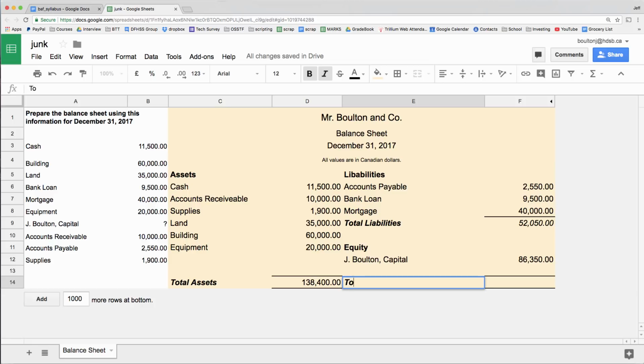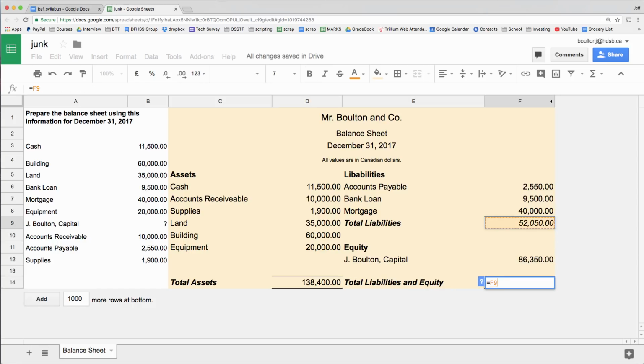So now we have total liabilities. So this side, right? We're adding this and this. So the liabilities and the equity. Total liabilities and equity. We go equals. We take this. We add it to this number and we get the total.